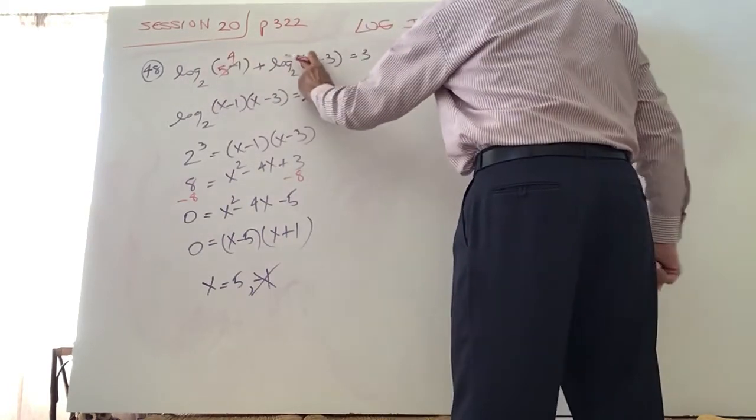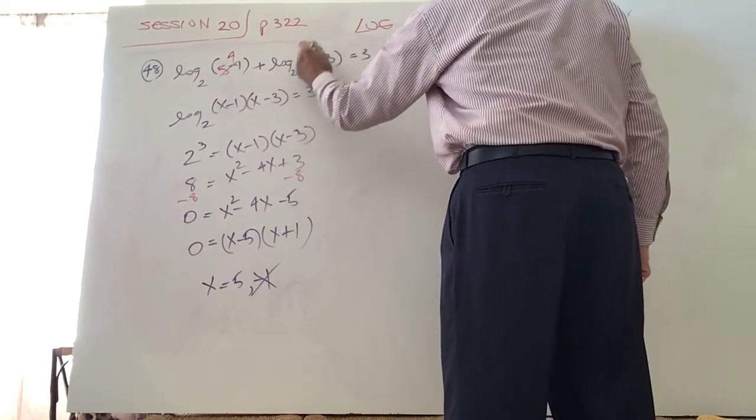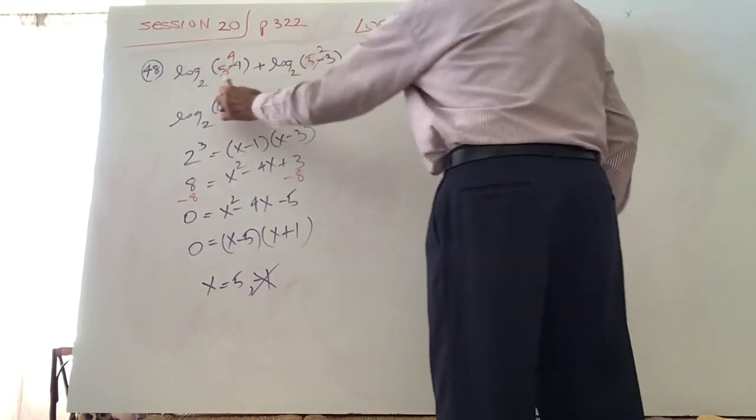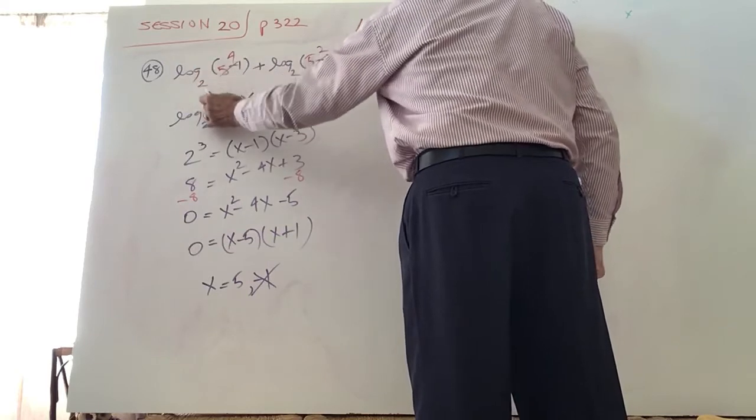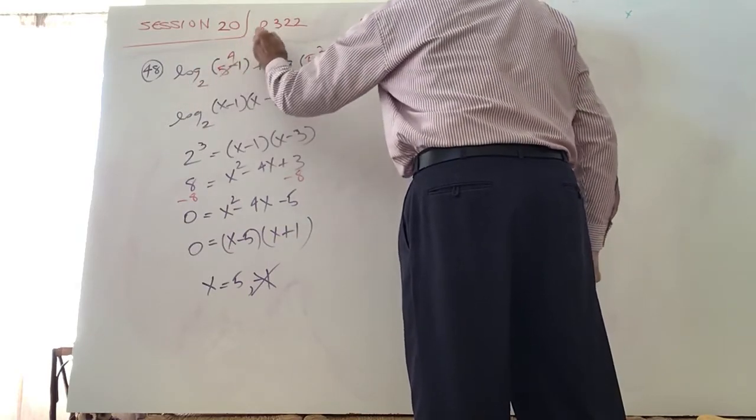And this is 5 minus 1. This is 2. Let's check to see if that's true. 2 to what power is 4? 2 to the second power. This whole thing, log base 2 of 4, should be 2.